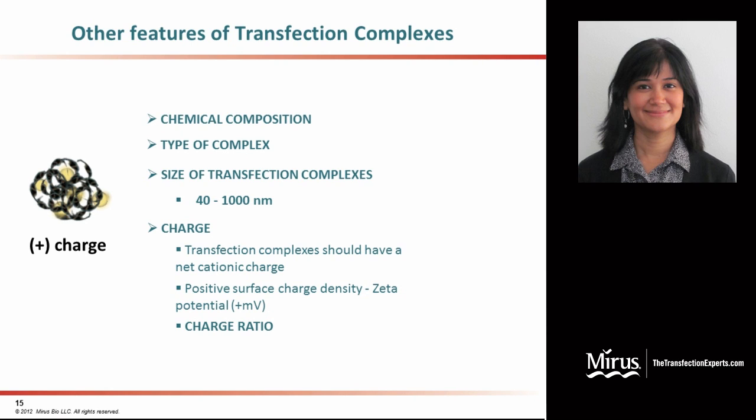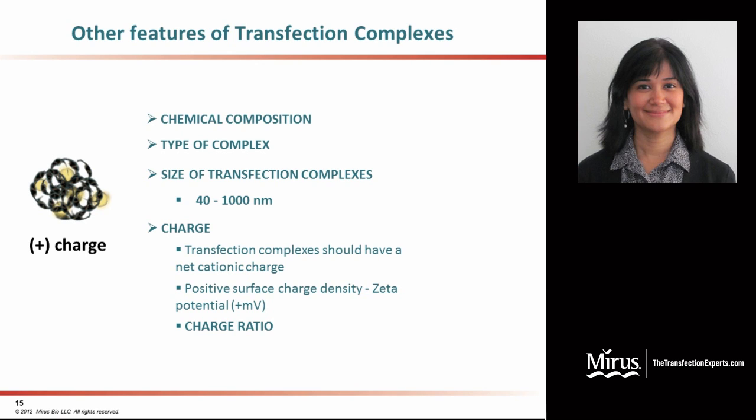Another key parameter in the grand scheme of transfection is the overall charge of the transfection complexes. As I mentioned in the previous few slides, all kinds of transfection complexes, either lipid or polymer based, should have a net cationic charge. Now this really needs to manifest in terms of an overall positive surface charge density of the transfection complexes. This surface charge density by gene delivery scientists is calculated in terms of the zeta potential, which typically should be on the slightly positive end.